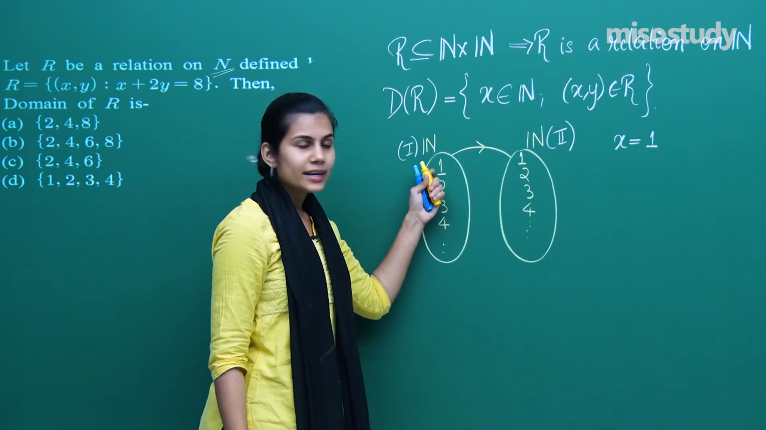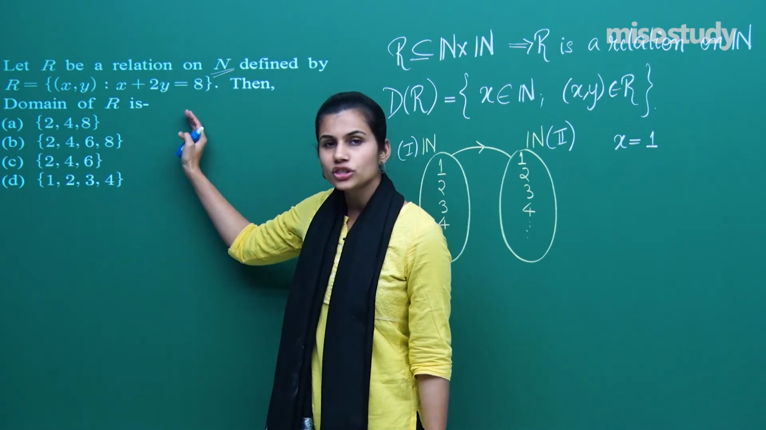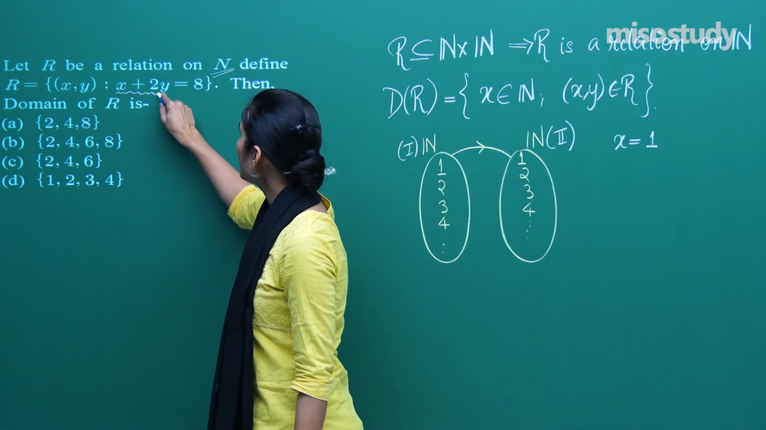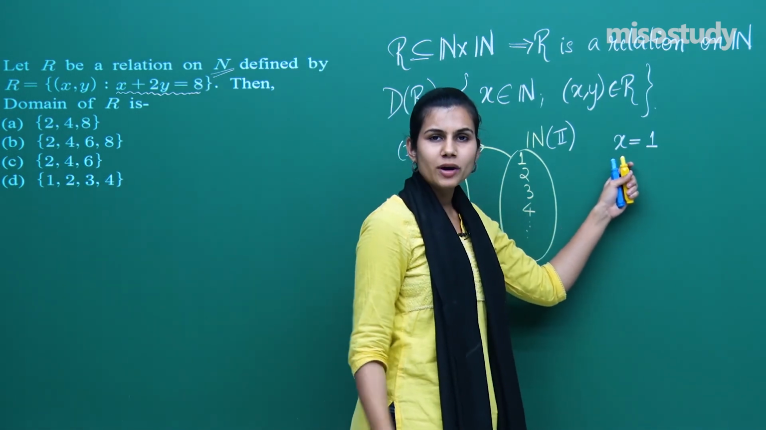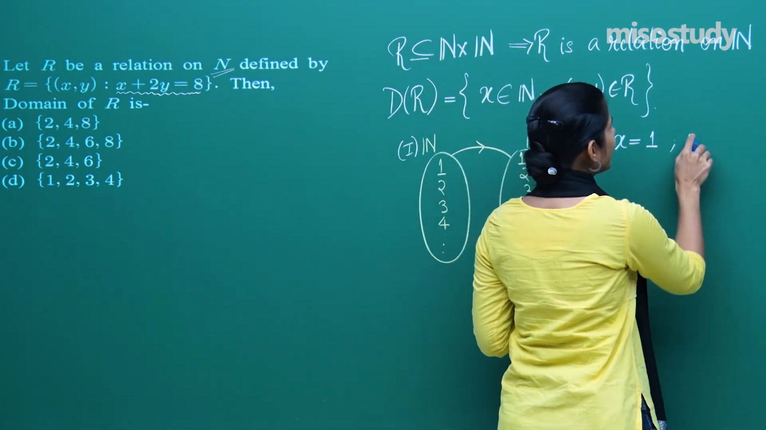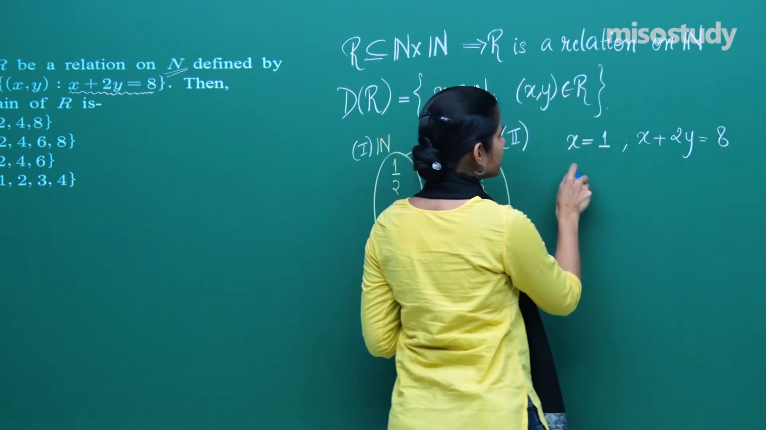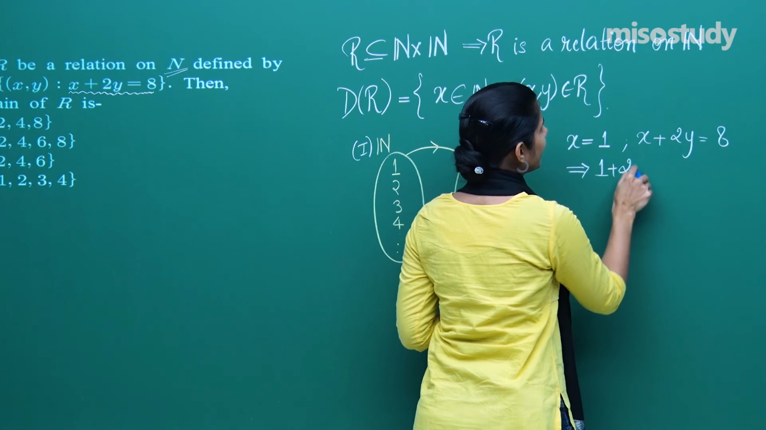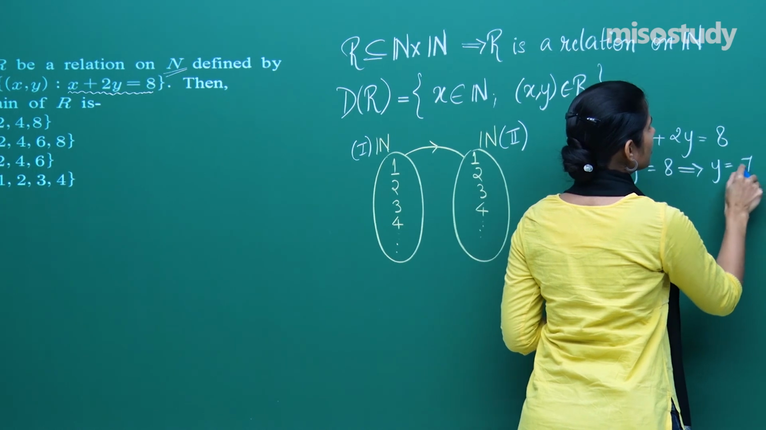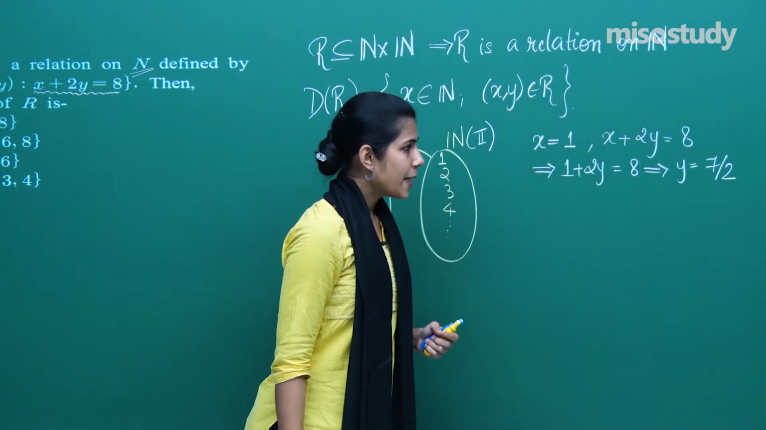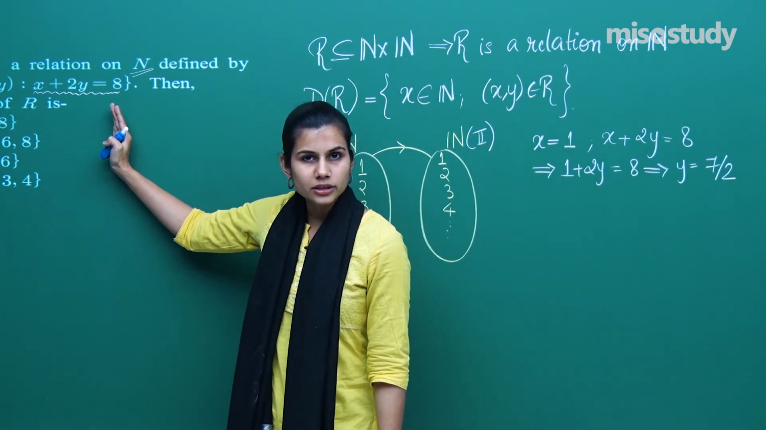Corresponding to x equals 1, is there any y in the second set with which this x is related under this relation, which is saying that x is only related to y provided x + 2y is 8? That means corresponding to x equals 1, I want a natural number which satisfies x + 2y = 8, which for this x becomes 1 + 2y = 8, which makes it y = 7/2. And therefore, 1 is related to 7/2 under this relation.